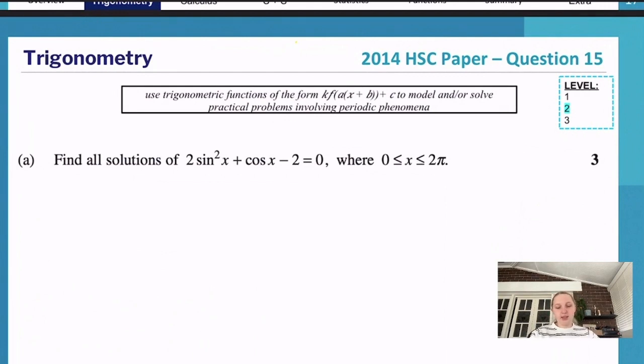And we're looking at the syllabus point: use trigonometric functions of the form k times f of a x plus b plus c to model and/or solve practical problems involving periodic phenomena. Okay, and this question is just: find all solutions of 2 sine squared x plus cos x minus 2 equals 0, in the domain 0 ≤ x ≤ 2 pi. I'm just going to give you all 20 seconds to think about this.